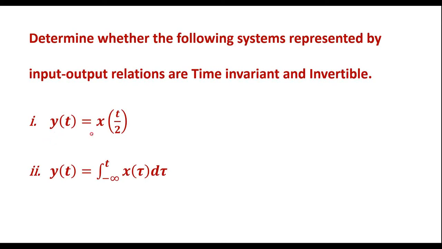Let me consider the first system, that is y of t is equal to x of t by 2. This is the given system. First we will check the condition for the time invariant property. The time invariant property says that the shift in the input should produce the identical shift in the output.